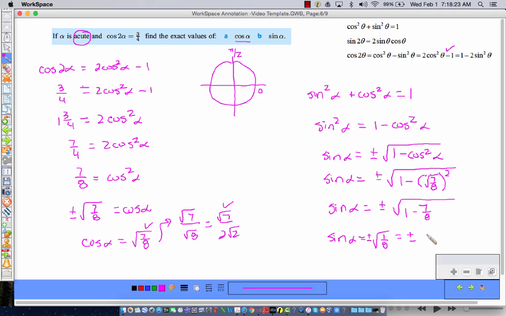Plus or minus, square root of 1 is 1, and then square root of 8 can be written as 2 root 2. Again, alpha is acute. Acute is between 0 and 90. Sine is positive. So our final answer is 1 over square root 8, which is fine, or 1 over 2 root 2. All right, next example.